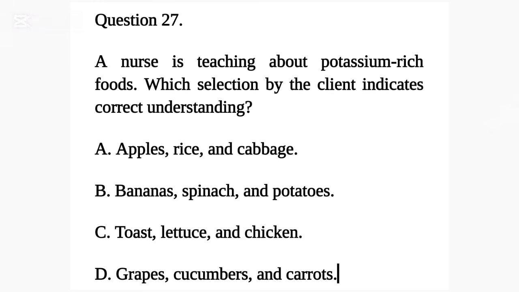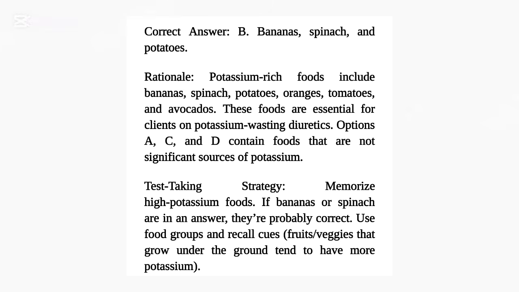Question 27. A nurse is teaching about potassium-rich foods. Which selection by the client indicates correct understanding? A. Apples, rice, and cabbage. B. Bananas, spinach, and potatoes. C. Toast, lettuce, and chicken. D. Grapes, cucumbers, and carrots. Correct answer, B. Bananas, spinach, and potatoes. Rationale.